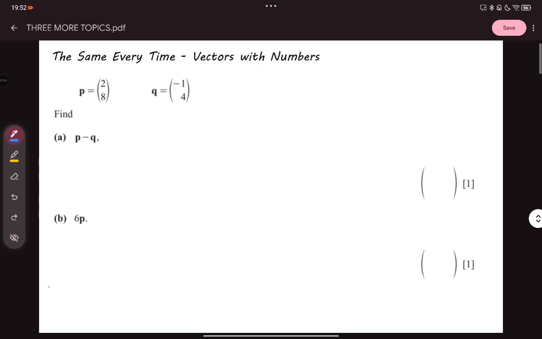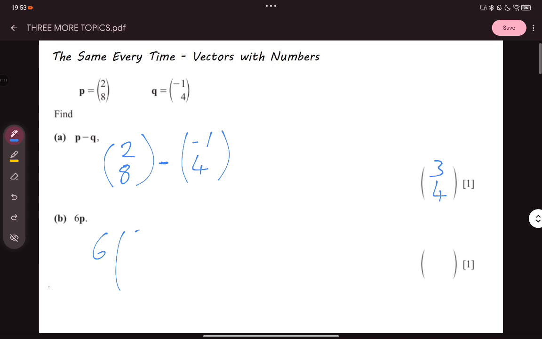P minus Q. So I'm going to start with vector P, which is 2, 8, and take away vector Q, negative 1, 4. Subtract along the top, be careful, 2 minus negative 1, 2 plus 1, which is 3. I'll do this non-calculator. There are papers that have a non-calculator element to them. If you want a calculator paper, though, of course, check that on your calculator. 8 minus 4, 4. So we do exactly what we would expect. We subtract along the top, we subtract along the bottom.